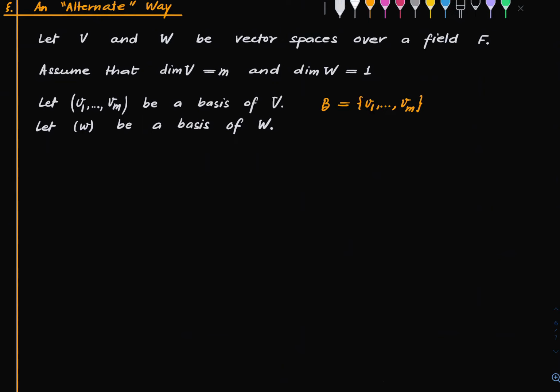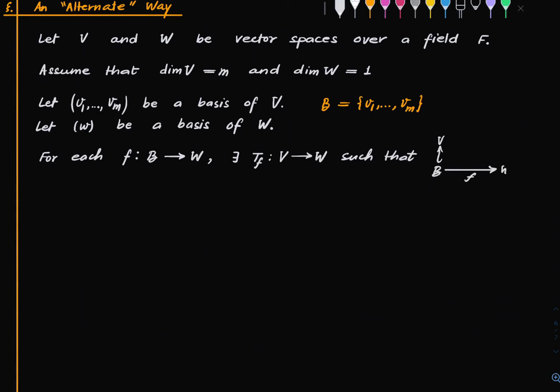So now here is the thing. We know that for each element, so this time the script B is not a list but a set, the set of the vectors that you see here. So for each function from B to W, there is a unique linear extension T_f such that this diagram commutes. Again, the fundamental property. This commutes.